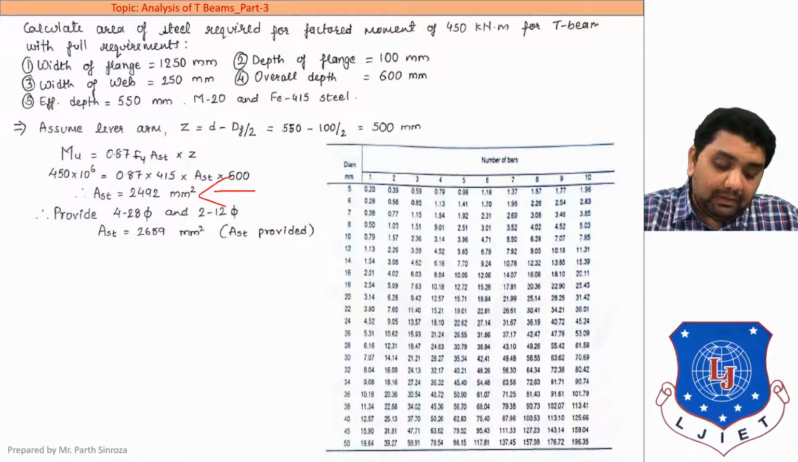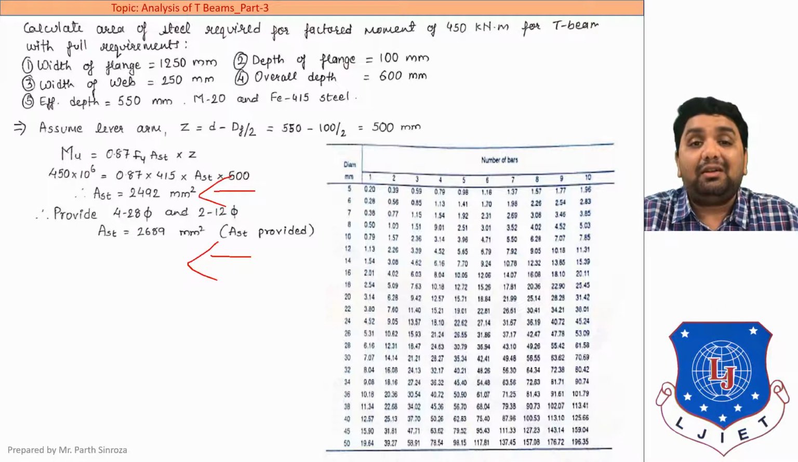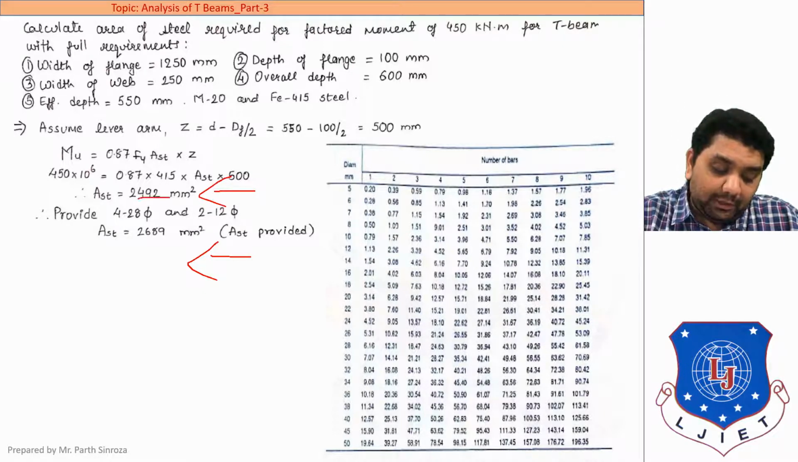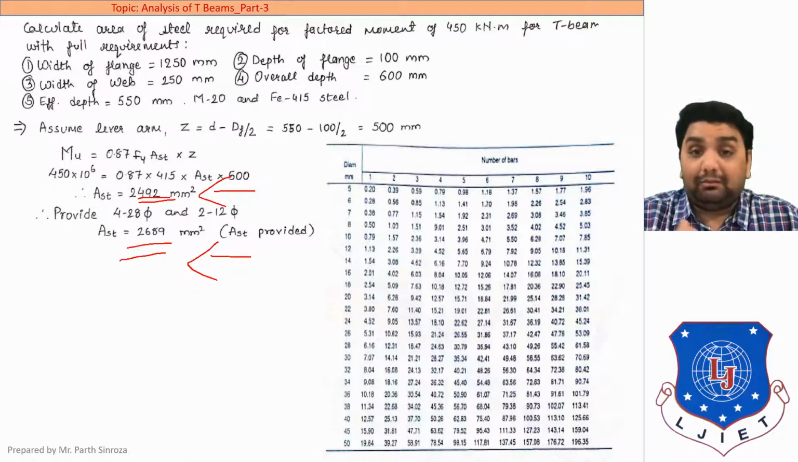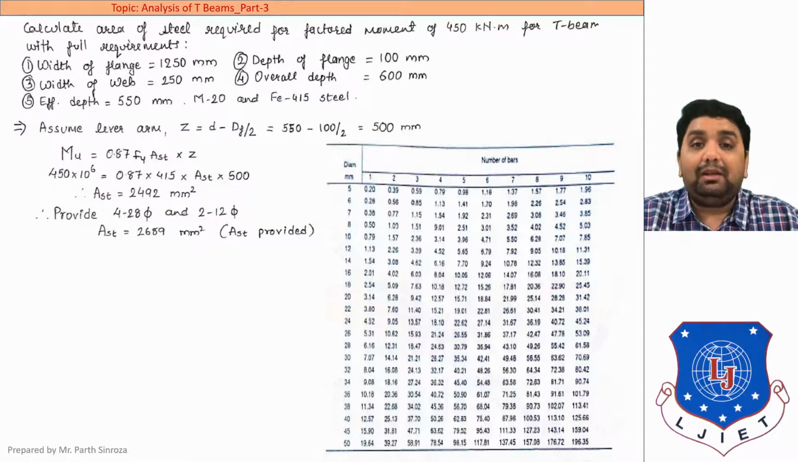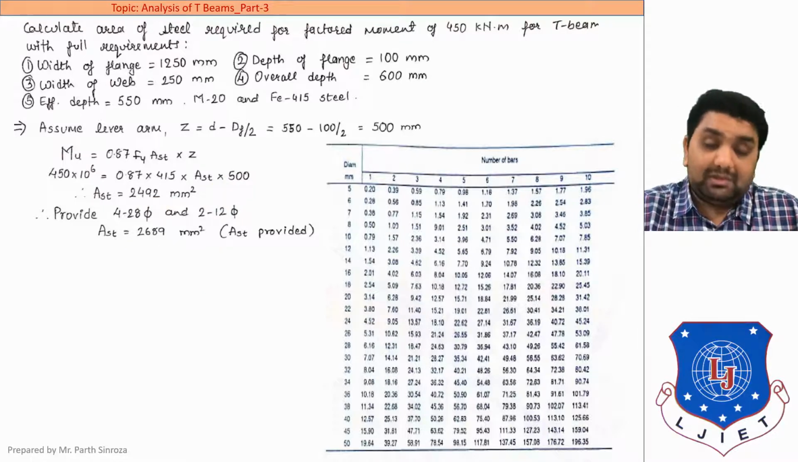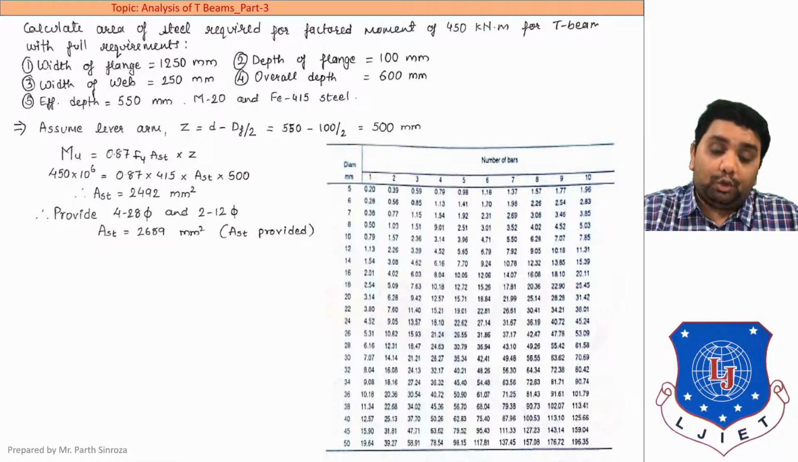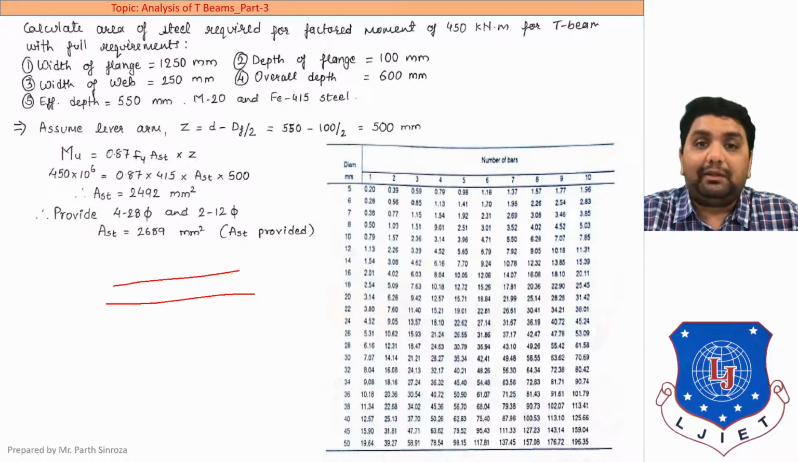So basically we need that the AST provided should be greater than the AST required, or you can say that the area of steel that we provide must always be greater than what is required. So the required value is 2492 and the provided value is 2689. From the steel table on page number 71, you can refer and find the area of steel or number of bars. So our design sum is completed here.